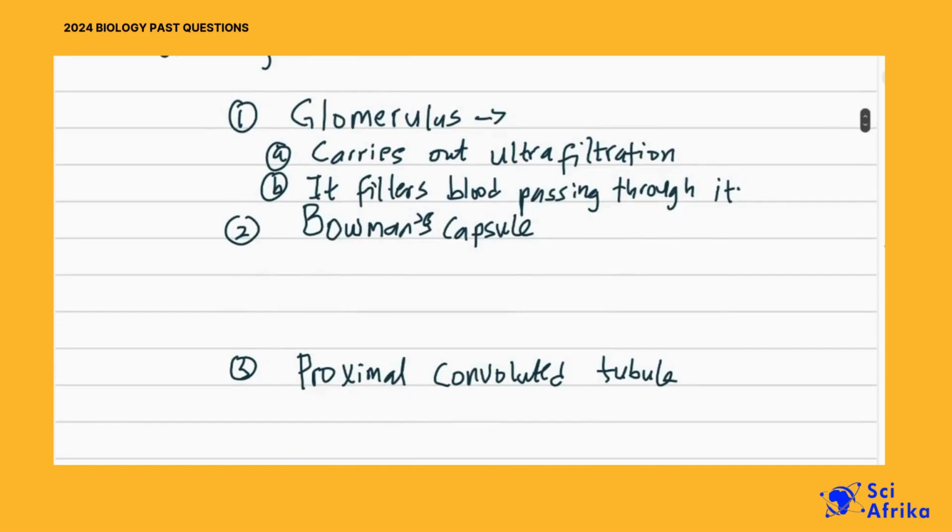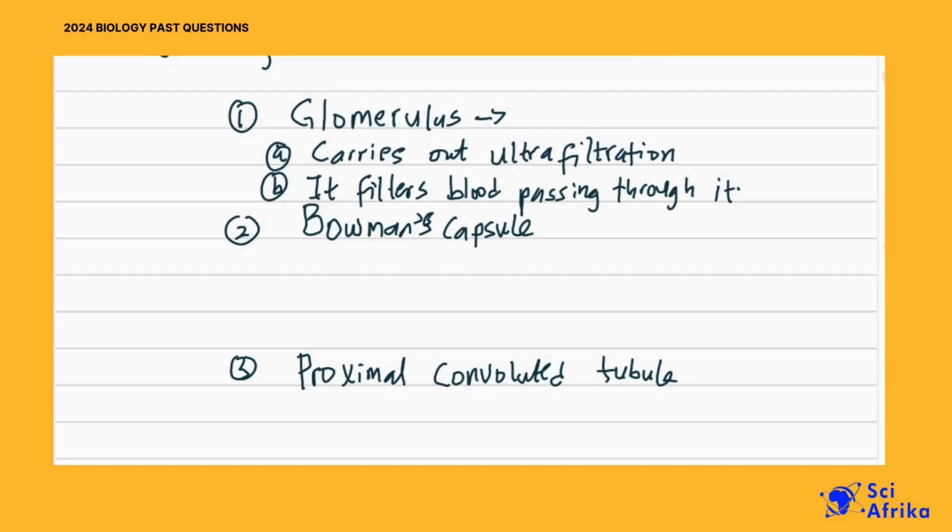We shall move on to the next one, which is the Bowman's capsule. As the name implies, the Bowman's capsule is like a bowl. What it does is help to collect the filtrates from the glomerulus. Whatever the glomerulus filters enters the bowl. That bowl-like structure is what collects the filtrates from the glomerulus.